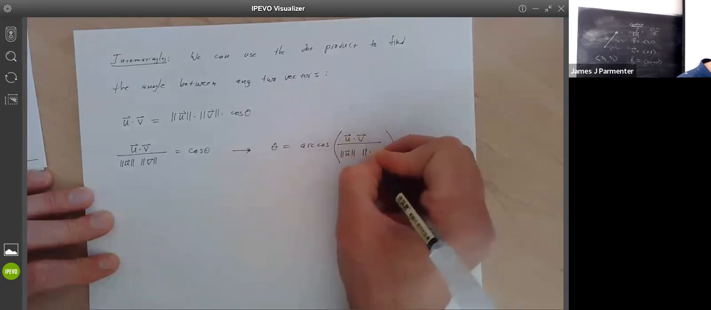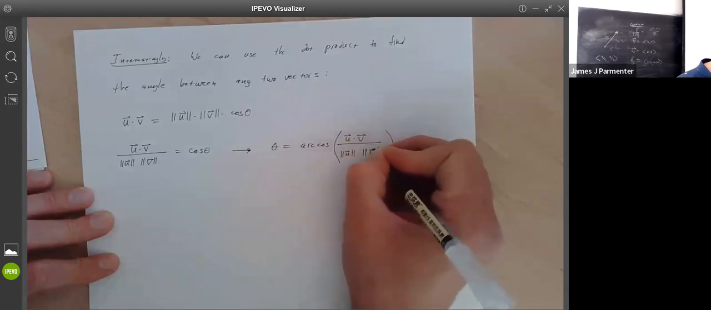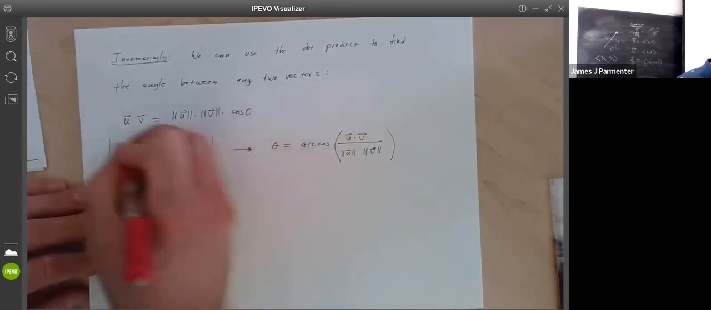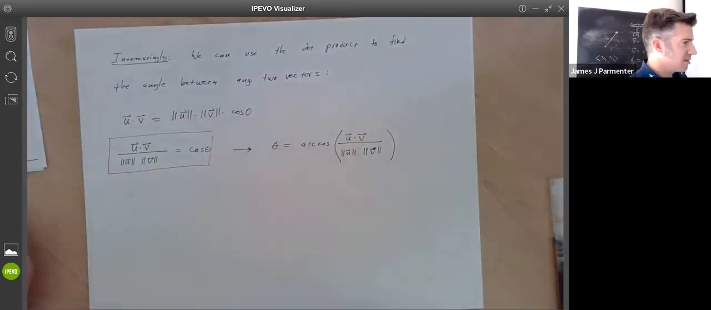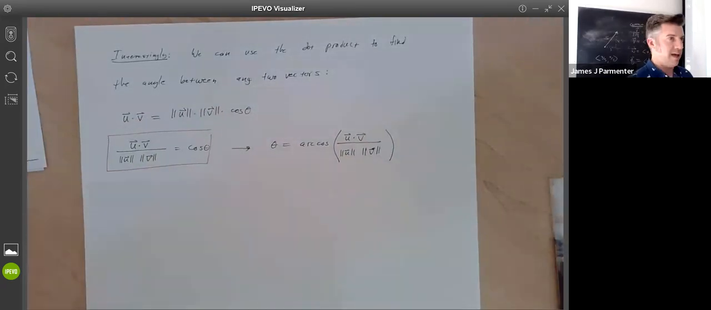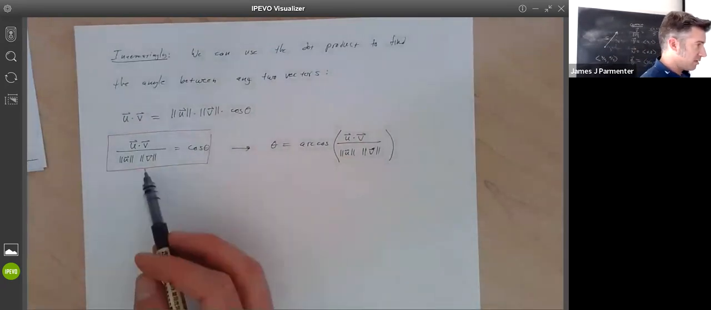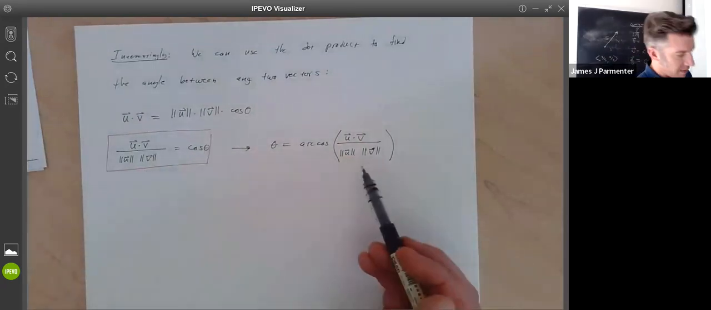Personally, if I was going to remember one of these formulas, I would remember this one, because it just seems easier to write. I don't like writing arc cosine unless I have to, to be frank. But this is how you can always find the cosine of an angle between two vectors, or how you can find the angle between two vectors.